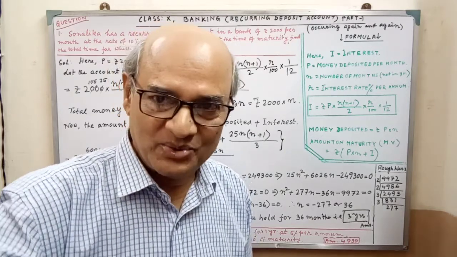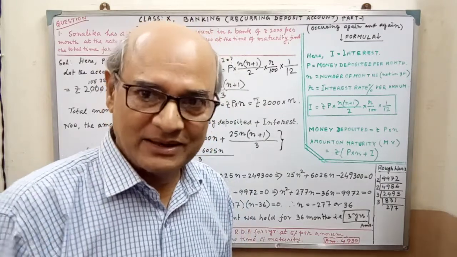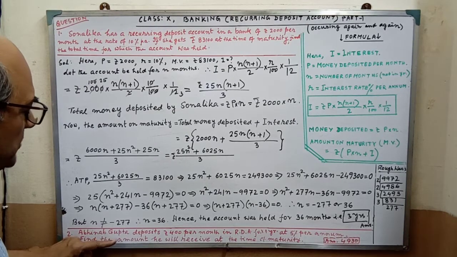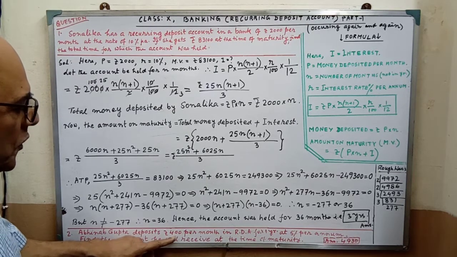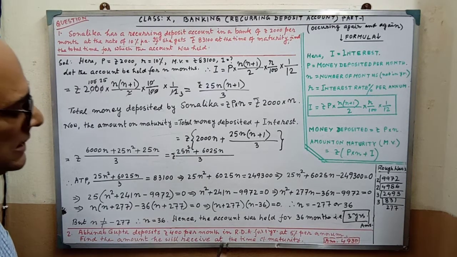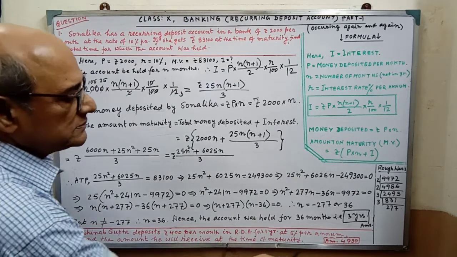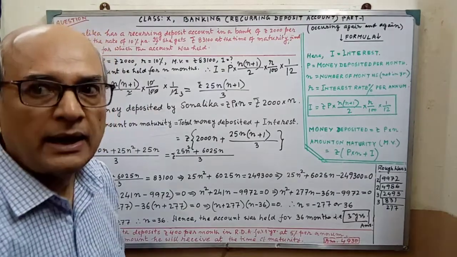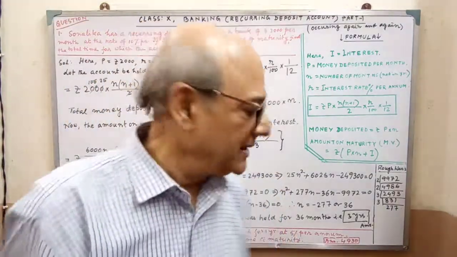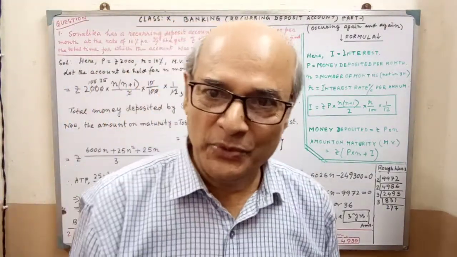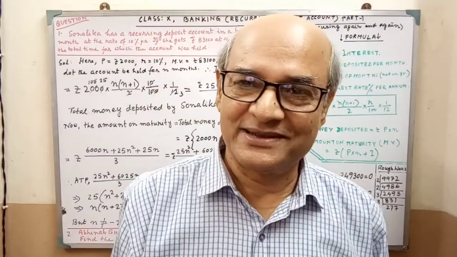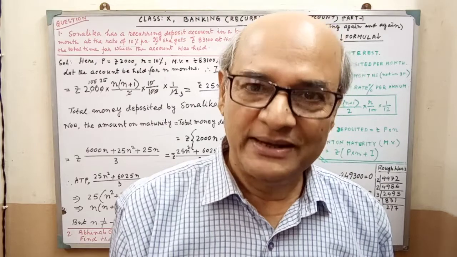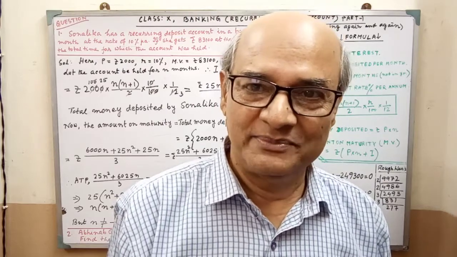Okay, thank you everybody. Okay, listen, one homework is given. Abhinav Gupta deposits rupees 400 per month in RDA. This sum is given and you must do it at home. Answer also is given. If you feel difficulties, you must see the video again and again. I assure you, you will be able to do the sum very easily.